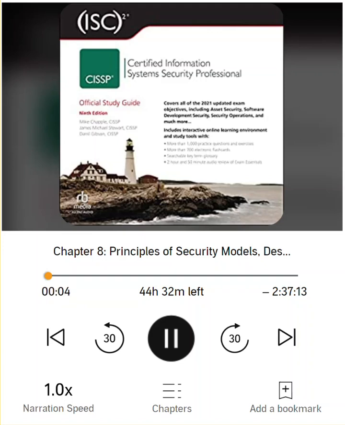Chapter 8, Principles of Security Models, Design, and Capabilities. The CISSP exam topics covered in this chapter include Domain 3.0, Security Architecture and Engineering. 3.1, Research, Implement, and Manage Engineering Processes using Secure Design Principles.